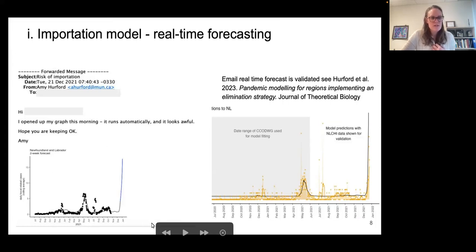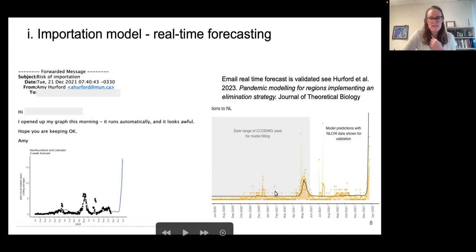So this is the real-time forecast. The blue region is where there's a forecast. This email is sent on December 21st. It's right before the blue line just skyrockets. So the model was doing nothing for a long time. It was just saying like 1 travel-related case a day. And then with the emergence of the Omicron variant, it predicted a lot of travel-related cases arriving in Newfoundland and Labrador. So that was a prediction in real time.